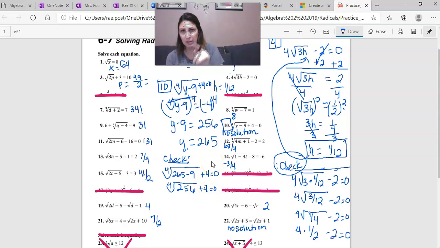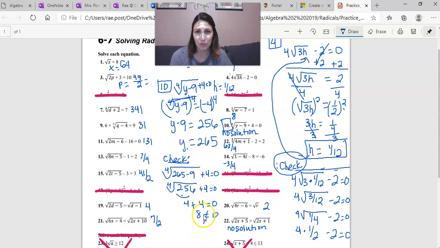So 256, I'm going to use my calculator. I'm going to do the fourth root of that, which gives me 4. So that is 4. But 4 plus 4 does not equal 0. That's 8. And 8 does not equal 0. So if you guys would have worked this one out, you would have gotten something like this. Okay, so that's why that is no solution, because it makes a false statement.